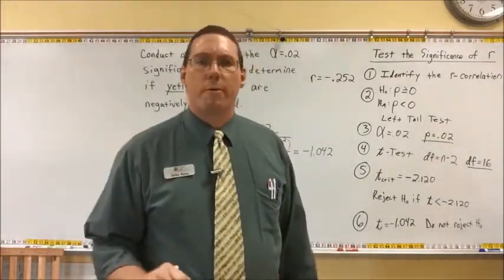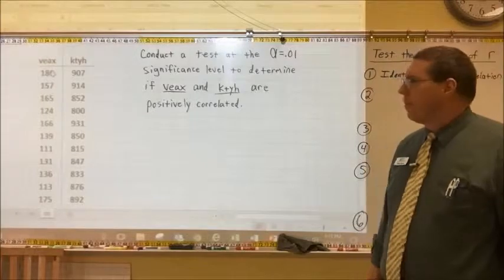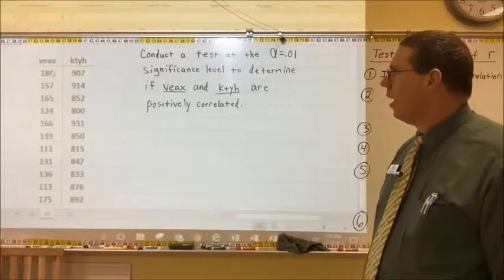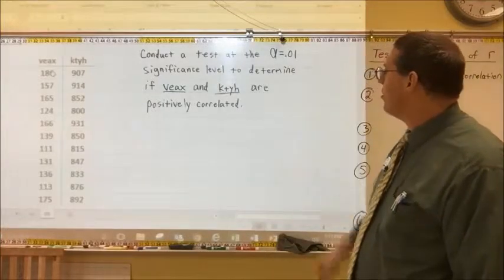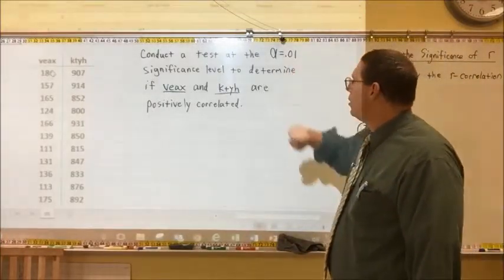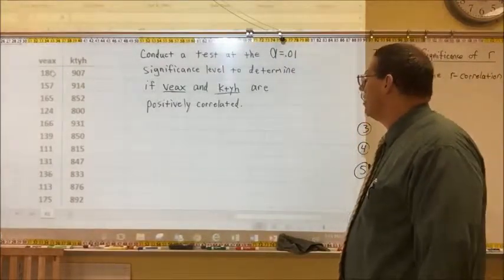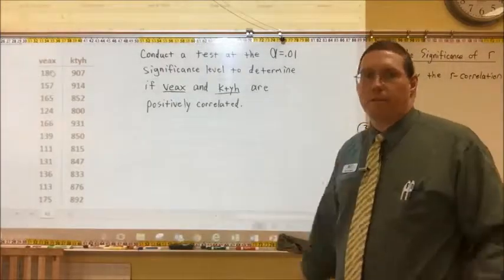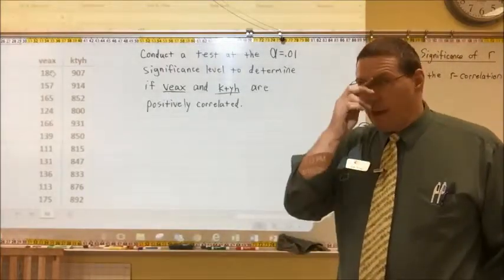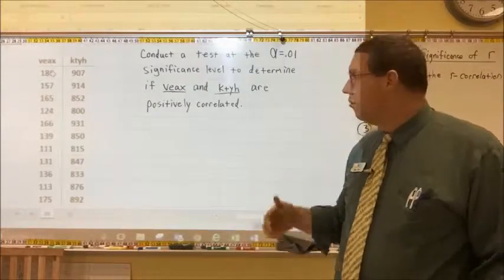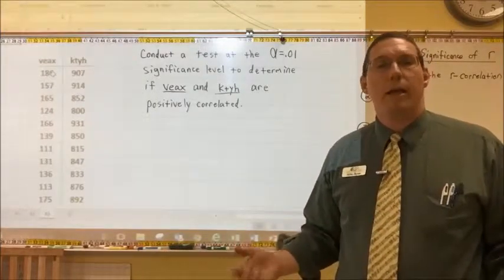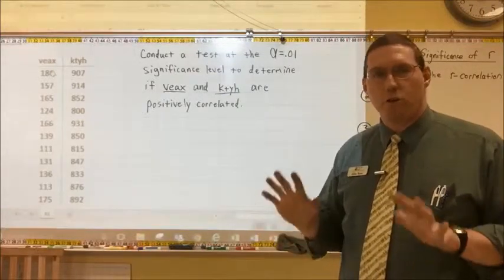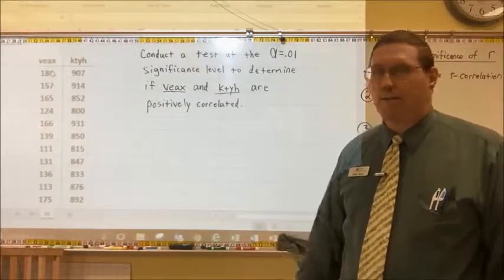Let's do one more example. All right, let's do this last example here. We've got some data there. We got variables VEAX and KTYH. It says conduct a test at the alpha equals 0.01 significance level to determine if VEAX and KTYH are positively correlated. So now, since it's asking specifically whether the two variables are positively correlated, it's going to be a one-tail test and it's going to be a right tail test because we're only looking for a positive correlation.